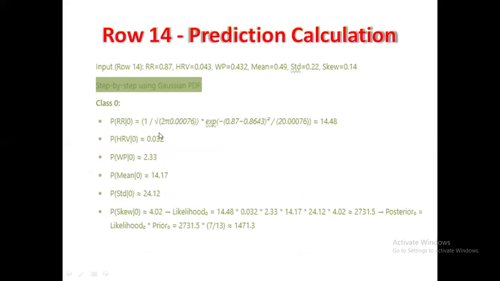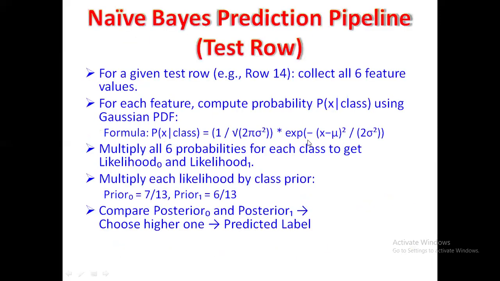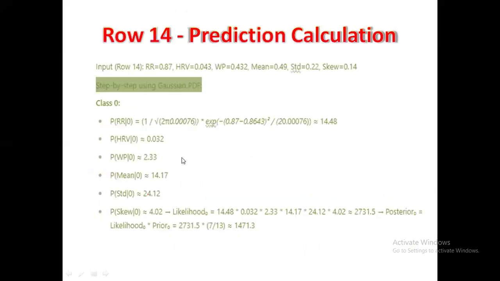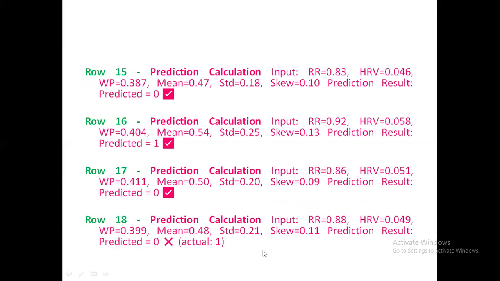The same calculation and formula we are applying here: e power minus x minus mu the whole square divided by 2 sigma square. We are substituting for each value, and multiplying with the prior: posterior 0 is multiplied with 6 by 13, posterior 1 is multiplied with 7 by 13. So for class 1, posterior 1 is greater than posterior 0, so the predicted value is 1. Similarly for rows 15, 16, 17, 18, in this case the predicted is 0.